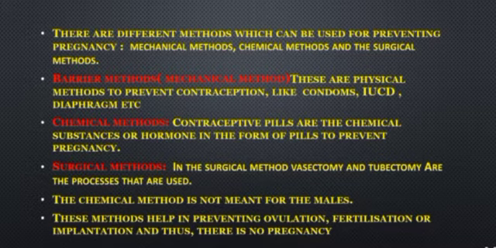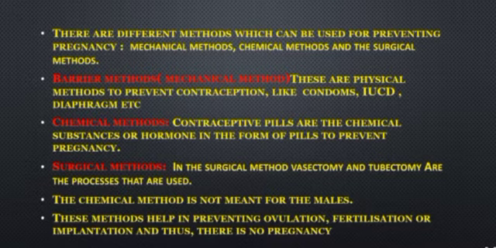The third method given here is surgical methods. In the surgical method, vasectomy and tubectomy are the processes that are used. Vasectomy: we know that the vas deferens is the tube which carries the sperm from the testis to the penis, so we will be blocking that. The surgery done on the vas deferens is known as vasectomy, and in the same way the surgery done on the oviduct or fallopian tube is known as tubectomy. These are the two surgical methods that we can follow for preventing pregnancies.